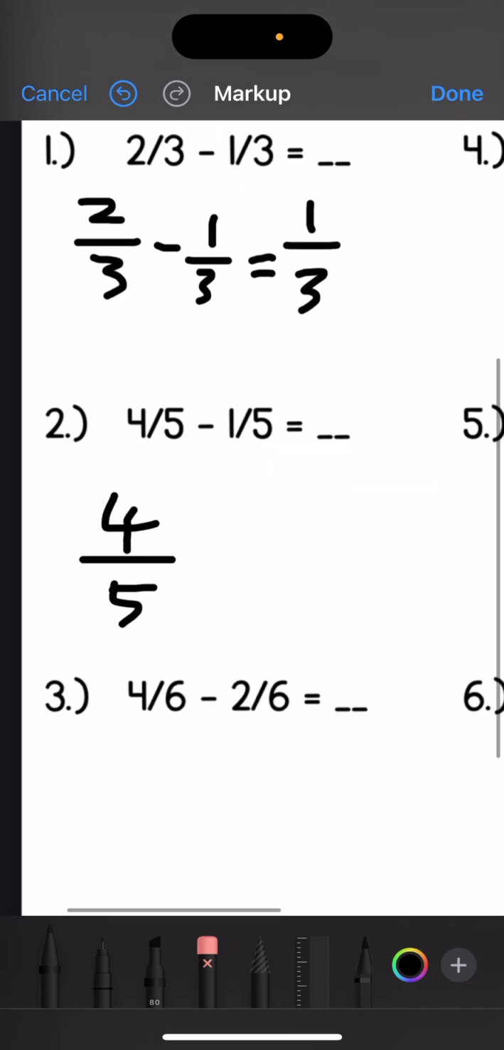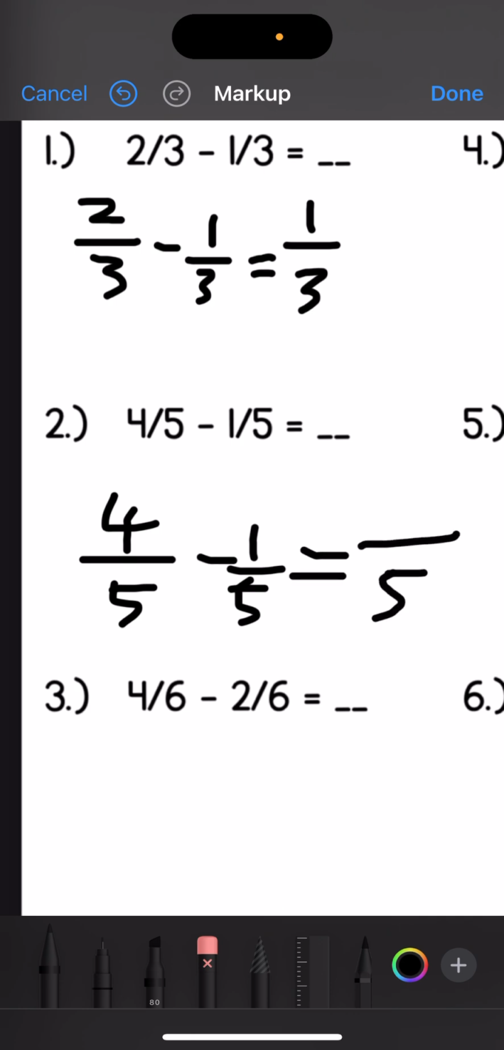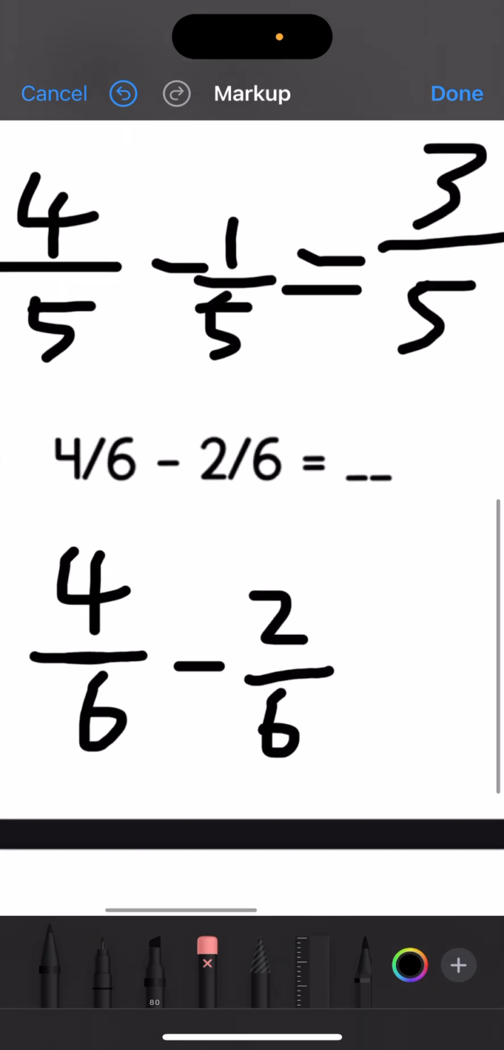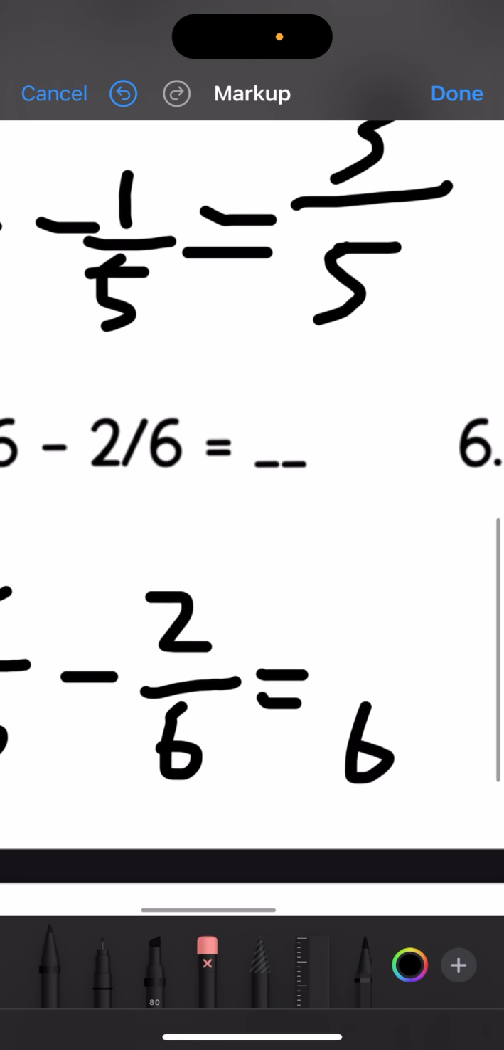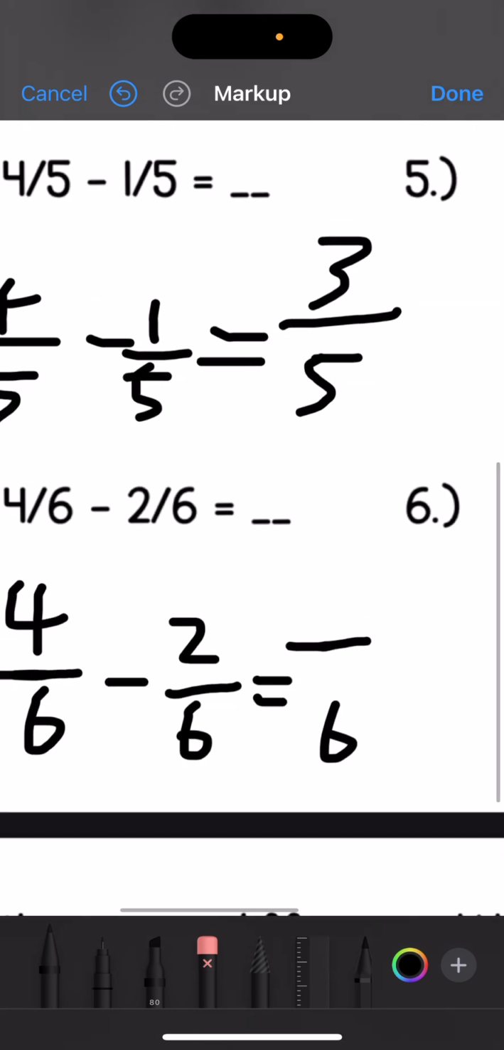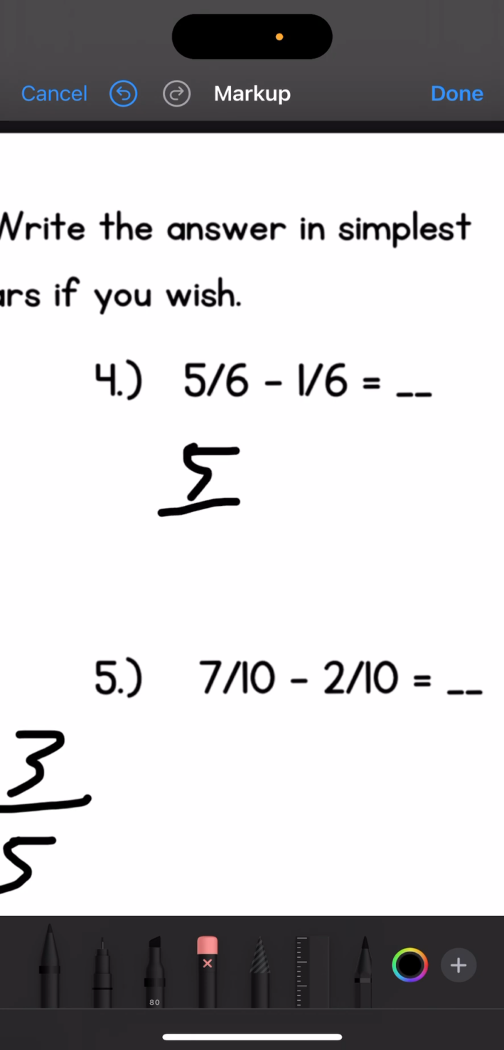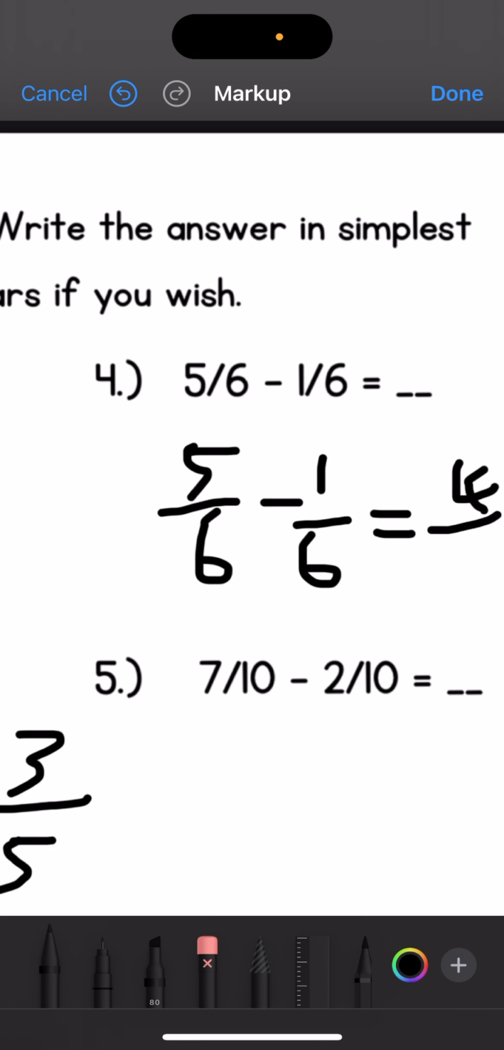Number 1, 4/5 minus 1/5. We know that both are fifths, so we're going to keep the 5, and 4 minus 1 is 3. Number 2, 4 over 6 minus 2 over 6. We're going to keep the 6 and minus 2 from 4. We get 2/6. Number 3, 5 over 6 minus 1 over 6. We get 4 over 6.